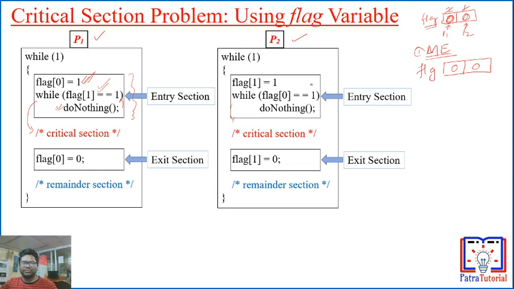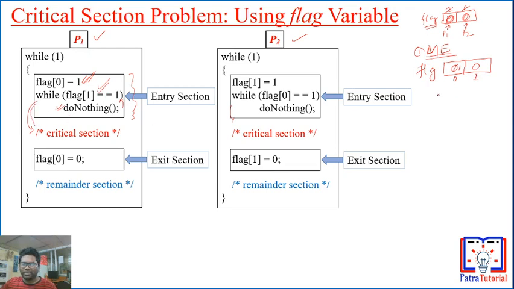Now suppose P1 is trying to enter the critical section. It will update the value of flag of 0 to 1. Then it will check whether flag of 1 is 1 or not, but right now this is 0 and this is 1. So flag of 1 means this element, which is 0, so this condition is not satisfied, and it will go to the critical section.